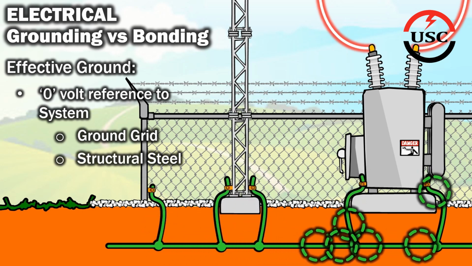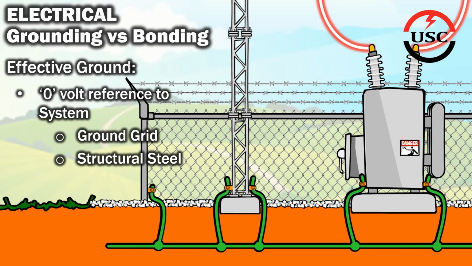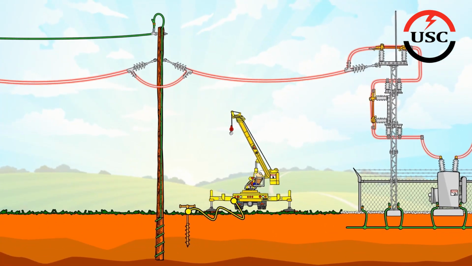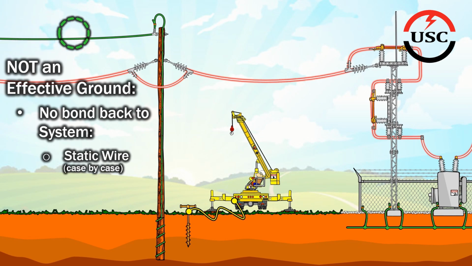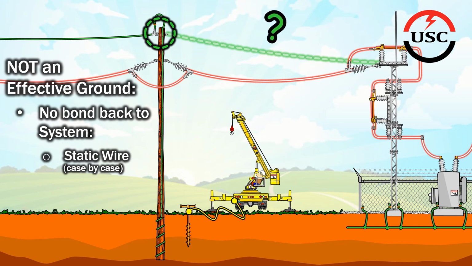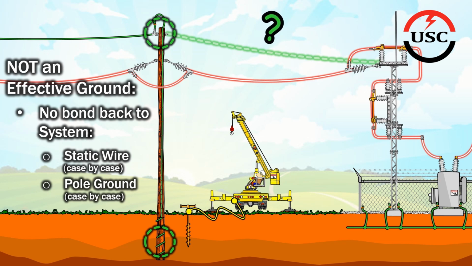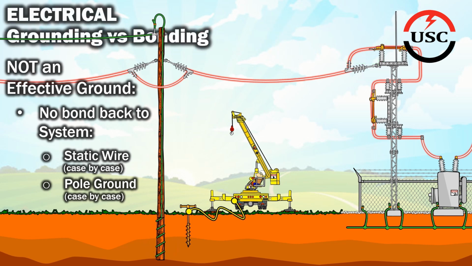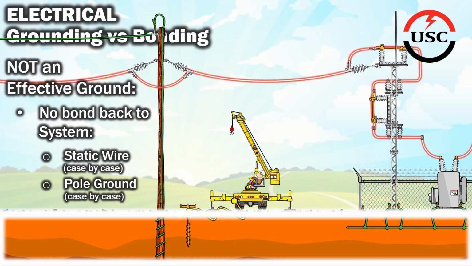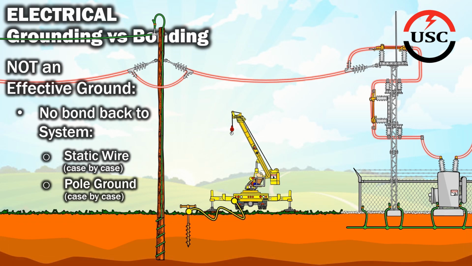These are effective grounds because they are bonded back to the system return or the system ground reference. However, the static wire on the pole in this particular case is not an effective ground since it is not bonded back to the system return or the system ground reference. This also means that the pole ground on this particular pole is not an effective ground, because even though it is bonded to the static wire, we've already established that this static wire is not bonded back to the system return or the system ground reference. Therefore, by association, neither is the pole ground. In both of these instances, the voltage potential is routed into the earth, which is an example of earthing which we'll elaborate on here in a minute or two.